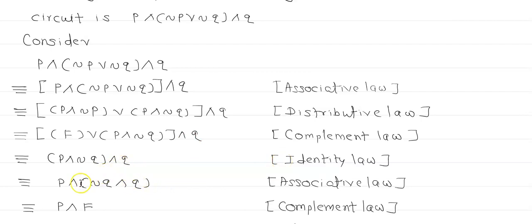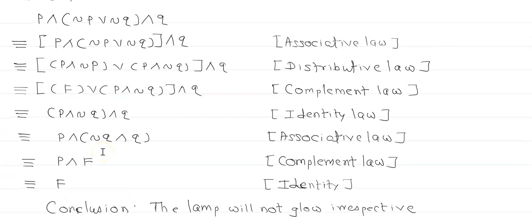Next we can write it like this by the associative law. Here is an operation and here is also an operation, and therefore we apply the associative law. We shift the bracket: P and (negation of Q and Q). Now what is negation of Q and Q? It is again F by using the complement law. If you take Q as T, then negation of Q will be F, and the AND is F. Therefore by using the complement law we have that.